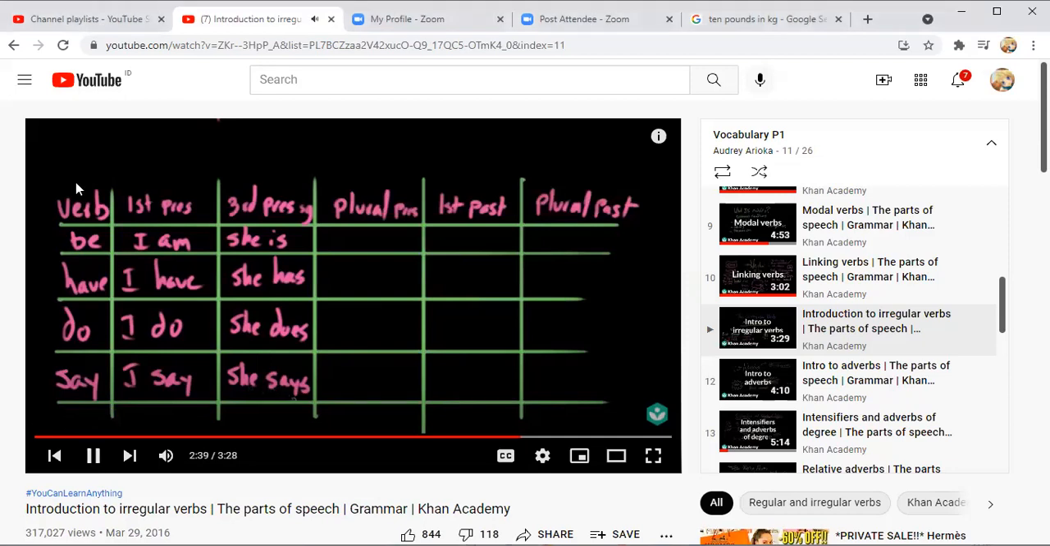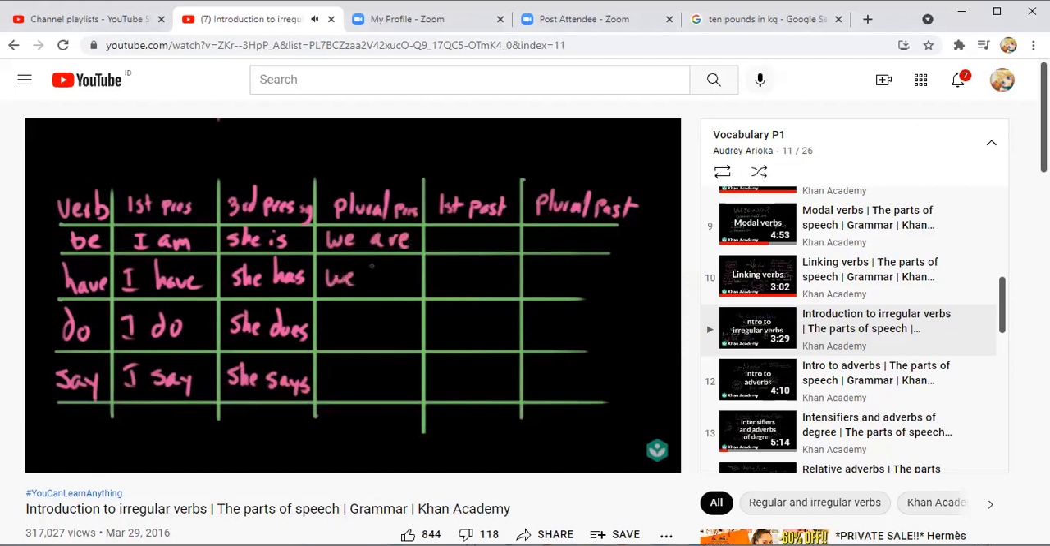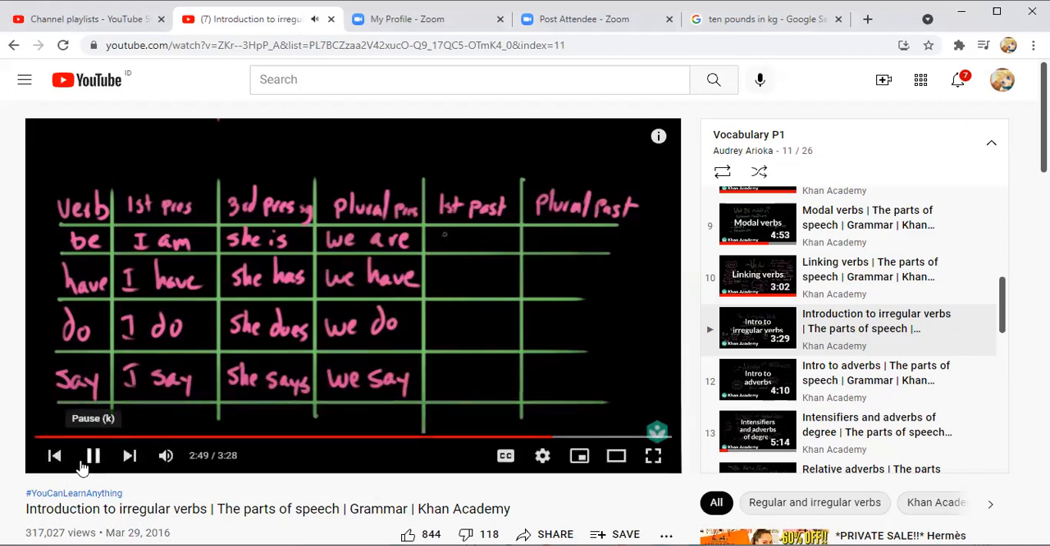She says. In the present tense, we are, we have, we do, we say. And in the past tense, in the first person, it's four verb forms found. Yeah, it's just the plural present, right? Plural is more than one person. That's why they use we. Like they are, they have, they do, they say.